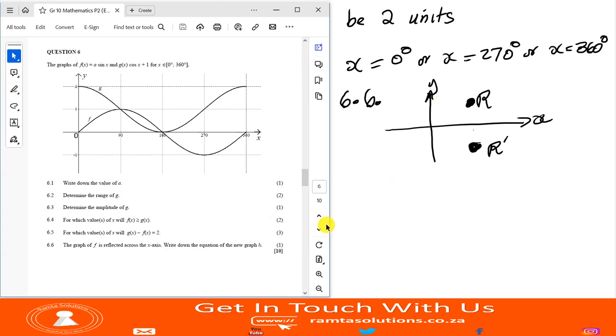So what I'm trying to say is that h of x is basically the negative of f of x. Why? Because when you reflect across the x-axis, the y value changes sign, but the x values are the same. So what was f of x? We found that the value of a was 1. So it'll be negative sine x. Okay, so this is how you answer these questions.